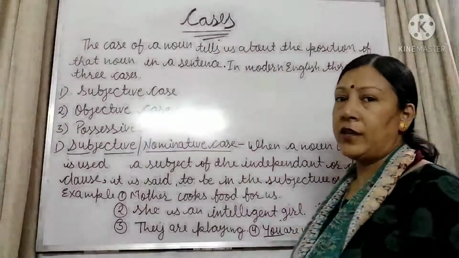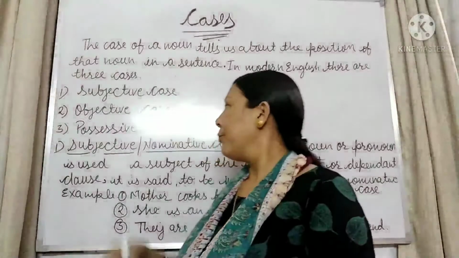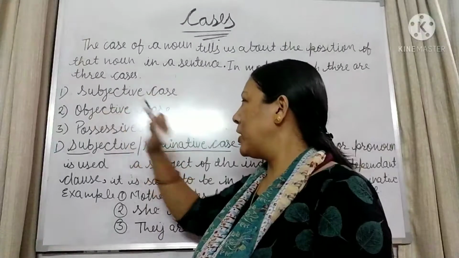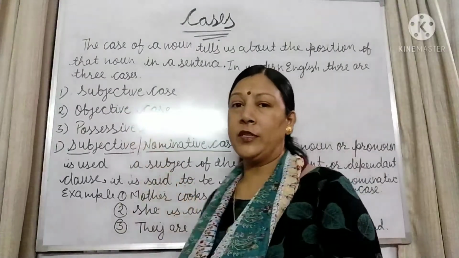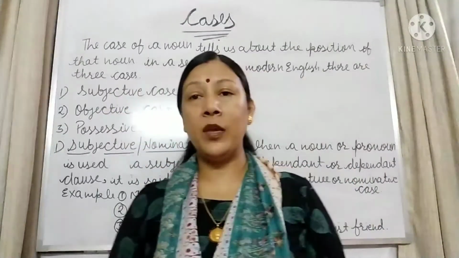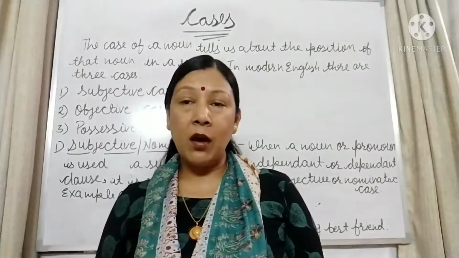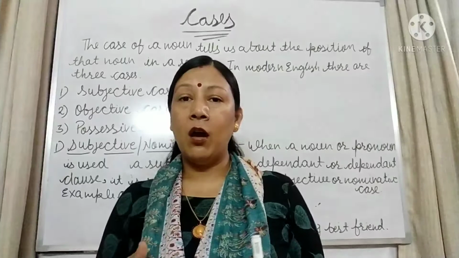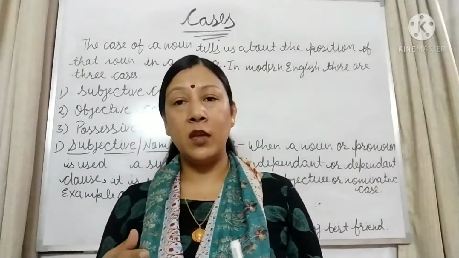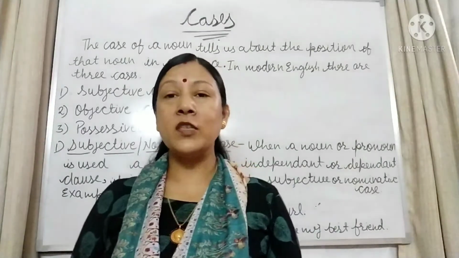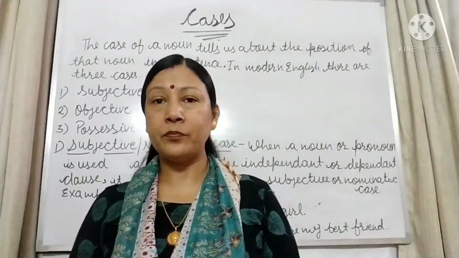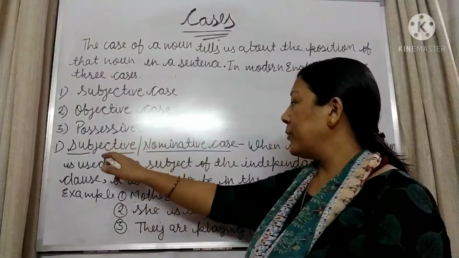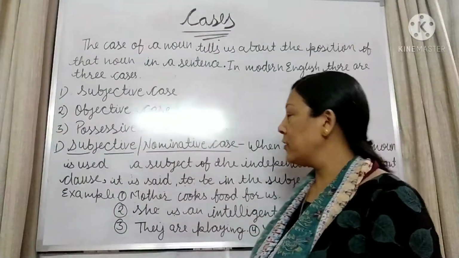In modern English, there are three cases: objective case, subjective case, and the third one is possessive case. What does it mean? It means that a case tells us about the position of nouns and pronouns in a sentence. First one is subjective case. Let's see. Subjective and nominative case.